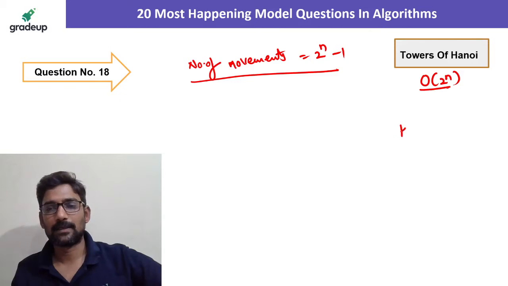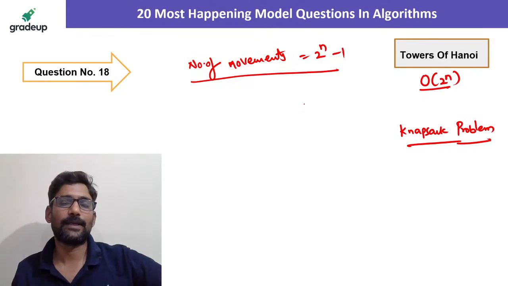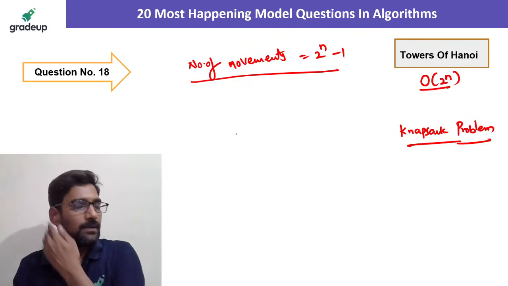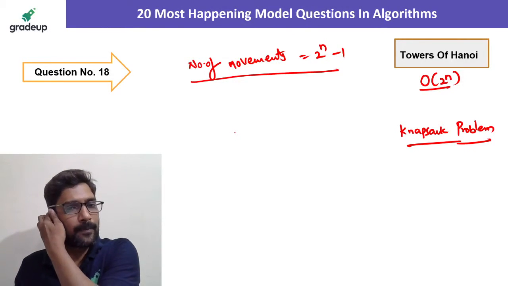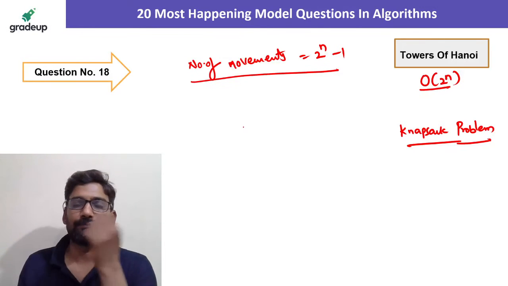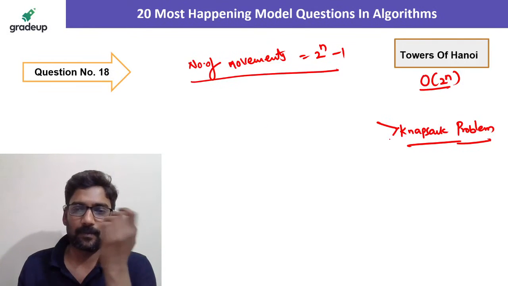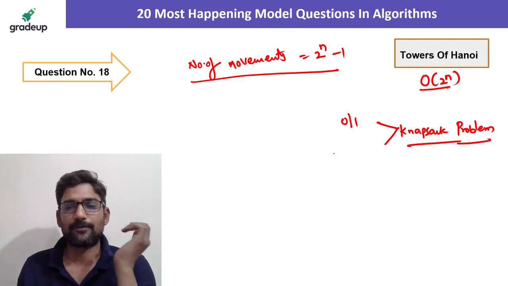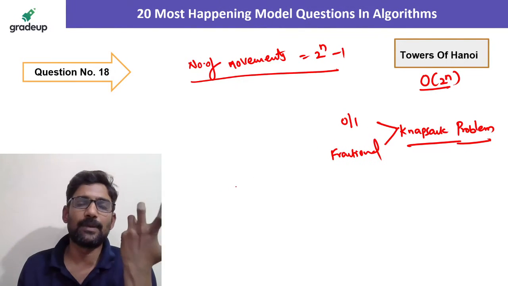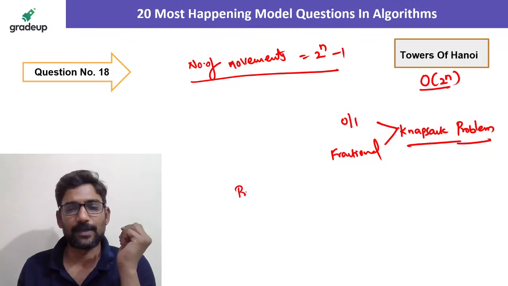Or you may get here, let me add one more, like knapsack problem. From knapsack problem also you may get like you have 0, 1 knapsack, fractional knapsack. So you may be asked to find the profit gained.